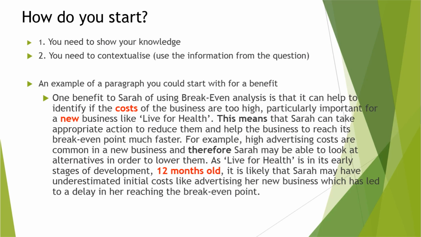You'll notice there that we've picked out the costs, so we're showing our knowledge. We've also picked out the fact that it's a new business, and that shows that we're contextualising. We then use a connective. This means that Sarah can take appropriate action to reduce them and help the business to reach its break-even point much faster. For example, high advertising costs are common in a new business and, using another connective, therefore, Sarah may be able to look at alternatives in order to lower them. As Live for Health is in its early stage of development, 12 months old, again contextualising, it is likely that Sarah may have underestimated initial costs like advertising her new business, which has led to a delay in her reaching the break-even point.